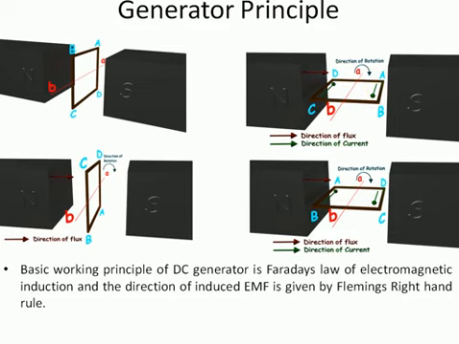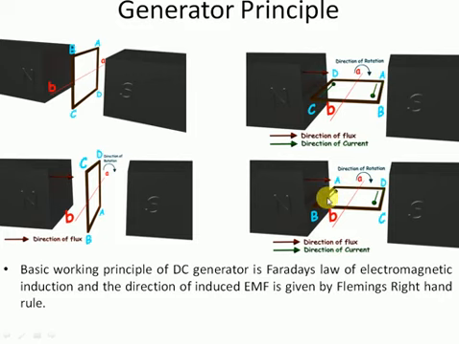Now let's look into the direction of induced EMF in this coil ABCD after 180 degrees of rotation from this position. After 180 degrees of rotation, definitely the positions of the conductors AB and CD will get interchanged, and the new position will be represented like this.